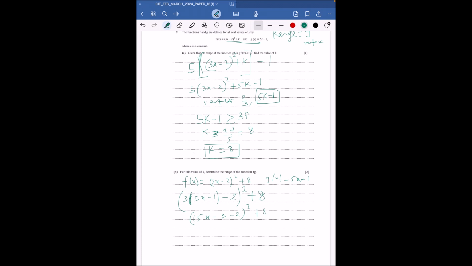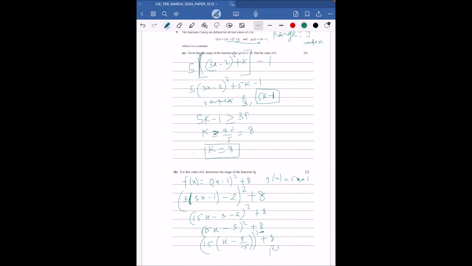That will not change the value, right? Because we're not affecting the y-axis. So 15x minus 5 squared plus 8 doesn't change this value, still get the same thing. Because if we want to put it completely in the square form, that will be 15, then bracket x minus 5 over 15 squared plus 8. So it doesn't change the value.